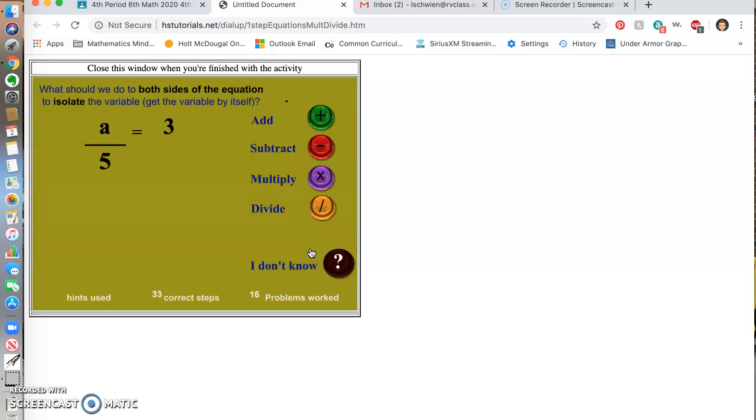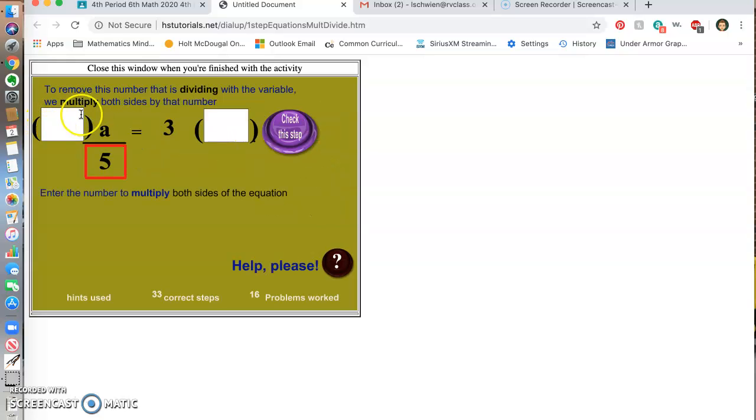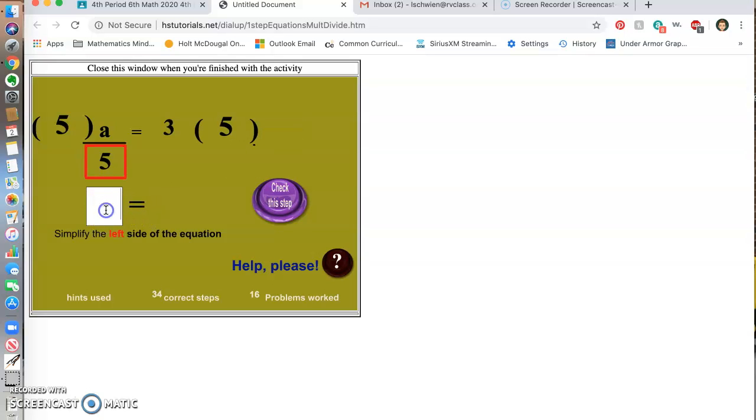Well, here we go again. Undo division by multiplying. They're going to give you the parentheses that show the multiplication. You're going to multiply by that number that's with the variable. Multiply both sides by 5. That leaves you with a equals 3 times 5, so a equals 15. 15 divided by 5 equals that 3.